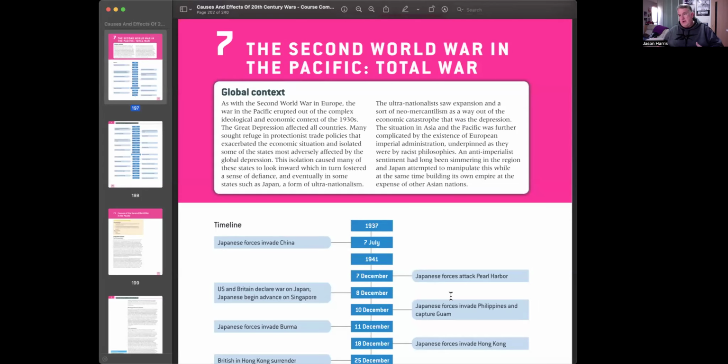Okay, so I can share my screen, so you don't have to just look at my face, reading, which would probably be really boring. I also have Google available if we come across something and I'm like, oh, here's what that looks like, or something like that. So here it is, the Second World War in the Pacific, Total War.